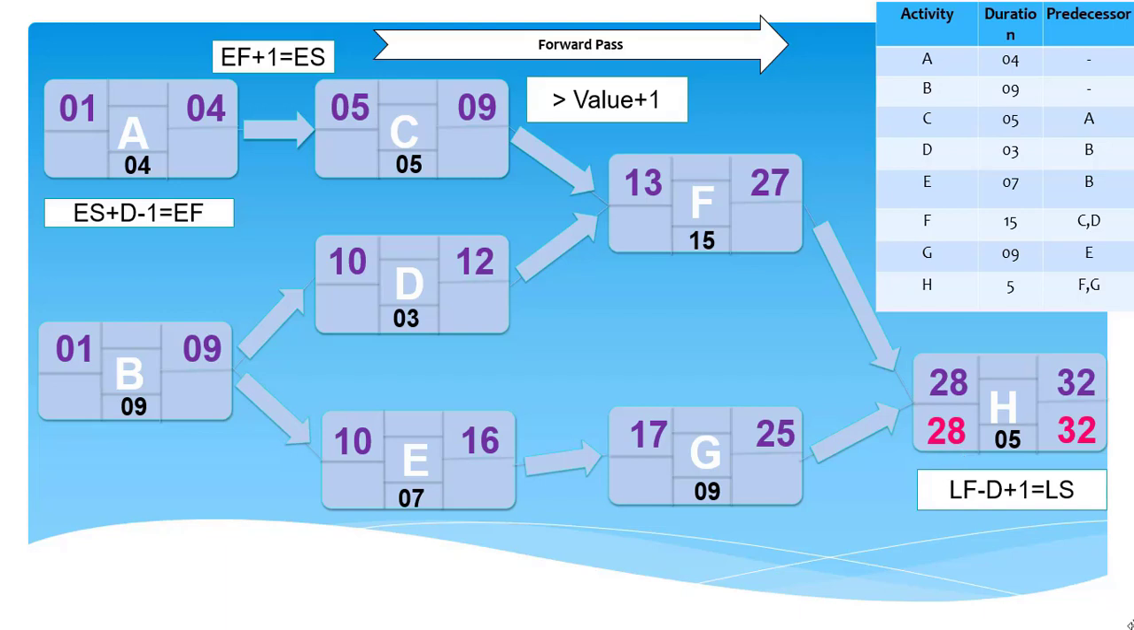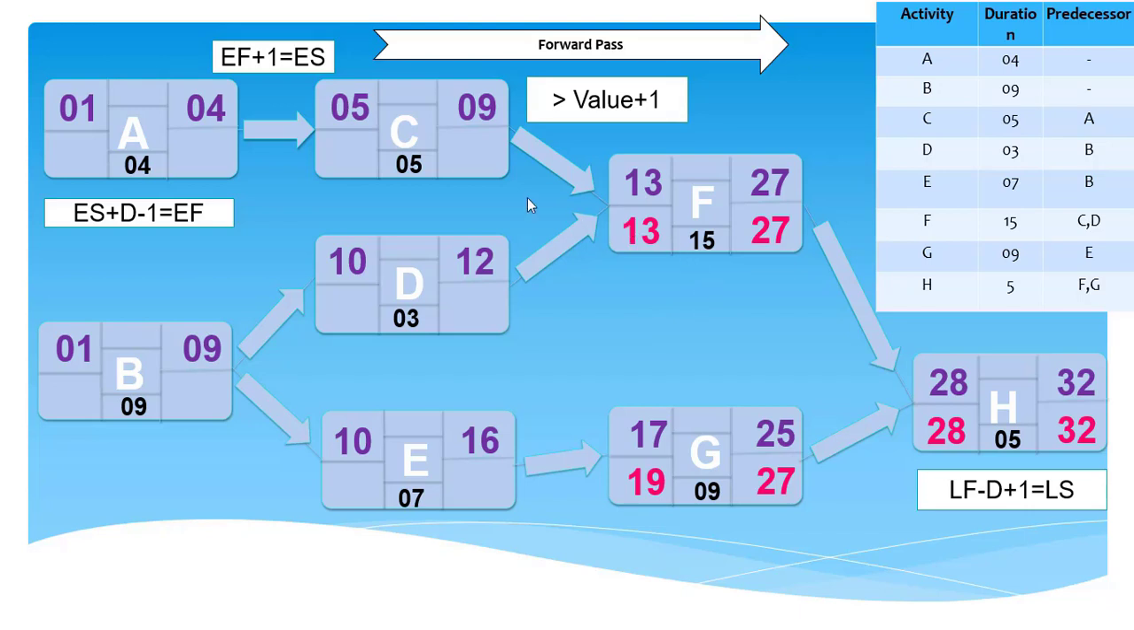Now next we have to define late finish of both of these activities. Remember, in forward pass we add one to early finish to define early start. Here we'll deduct one from the late start to define the late finish of both of these activities. 28 minus 1 gives us 27. Now we have to define late start of both of these activities. We'll use this equation: late finish minus duration plus 1 gives us late start here as well.